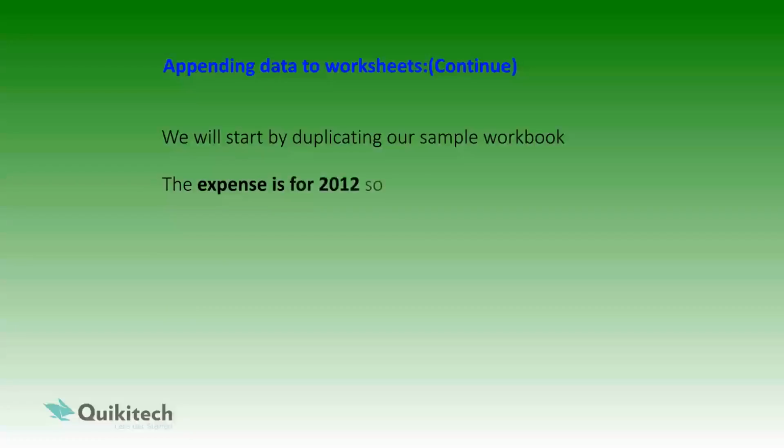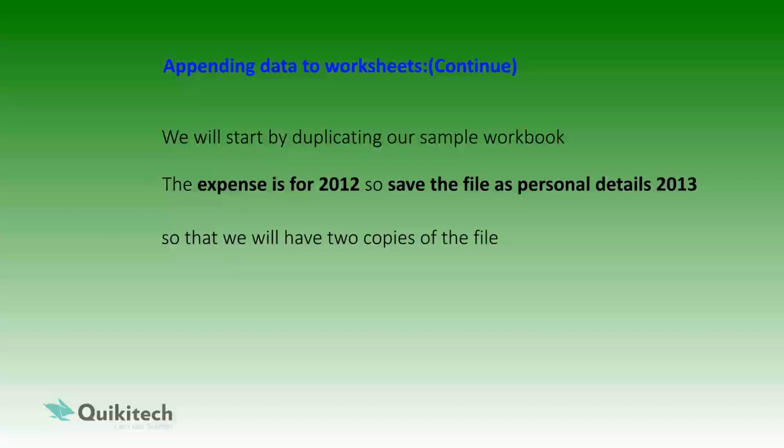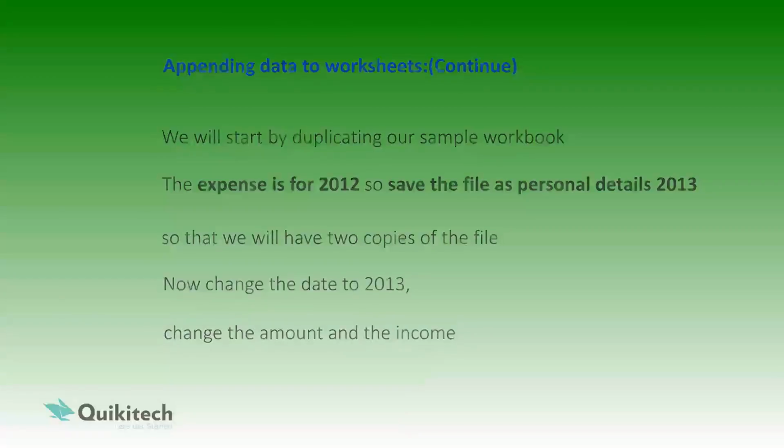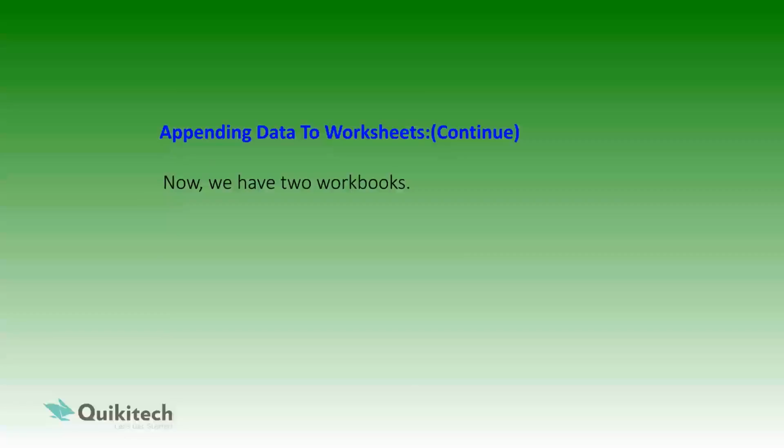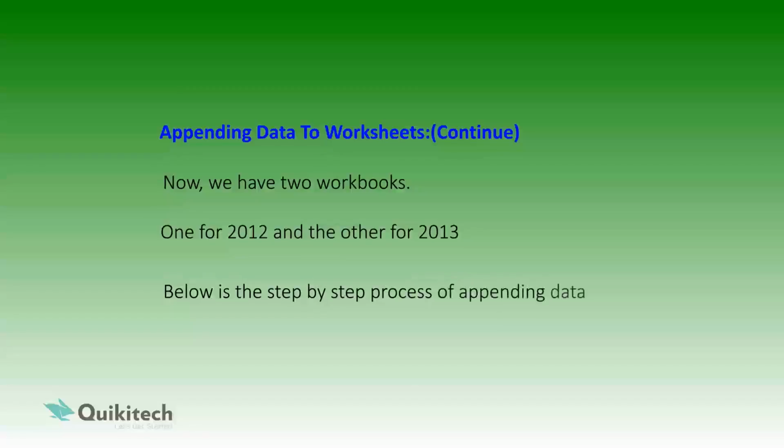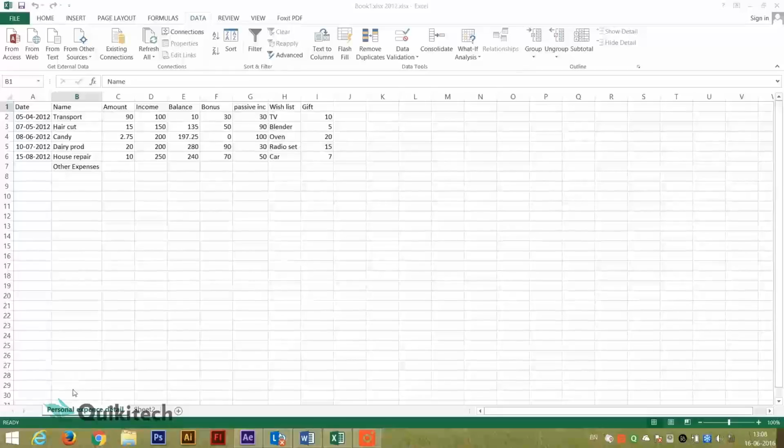We will start by duplicating our sample workbook. The expense is for 2012, so save the file as Personal Details 2013 so that we will have 2 copies of the file. Now, change the date to 2013. Change the amount and the income. Now that we have 2 workbooks, one for 2012 and one for 2013, this is the step-by-step process of appending data to the worksheet.